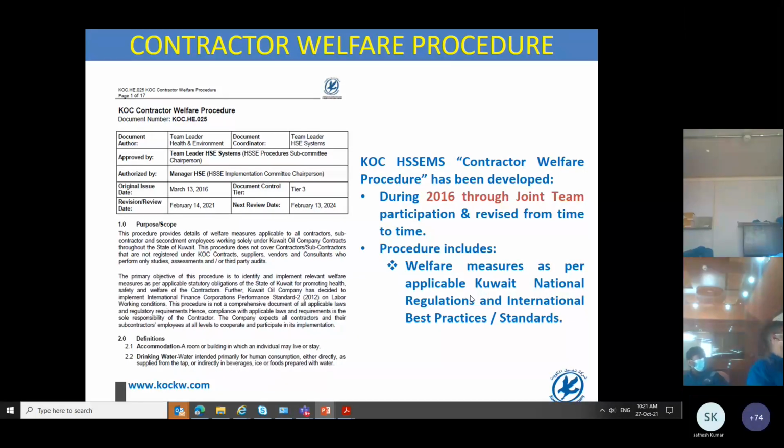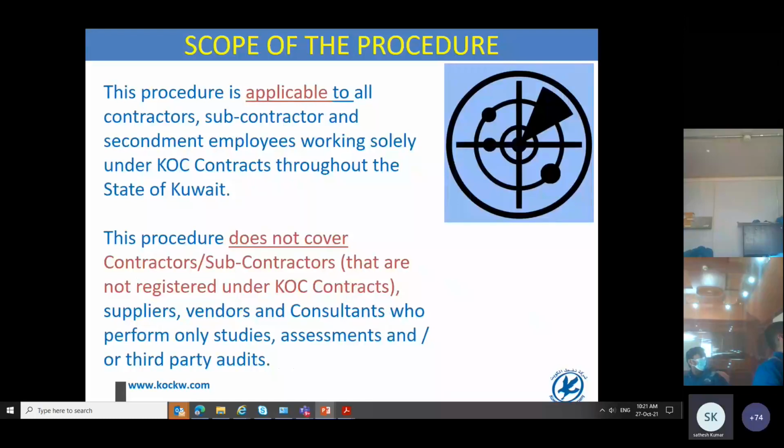The procedure includes welfare measures as per applicable Kuwait national regulations and international best practices and standards. And remember, it is applicable to all the contractors, subcontractors, and secondment employees working solely under KOC contracts. So it is applicable to everybody. Do not think that it is only applicable to the contractors; down the line, everybody, subcontractors, sub-subcontractors, everybody. And this procedure does not cover contractors or subcontractors that are not registered under KOC contracts. Of course, it is only for the KOC contracts. It is also not applicable to suppliers, vendors, and consultants who perform only studies. For example, last week we had a North Kuwait risk assessment study by a consultant from India. It is not applicable to them because they are doing only the studies and third-party audits.